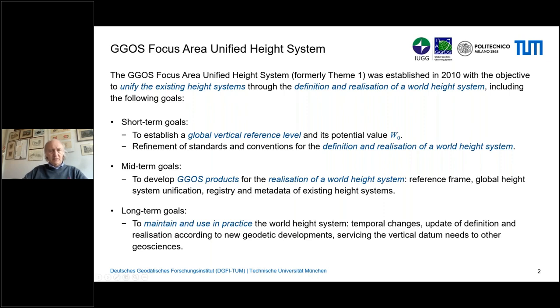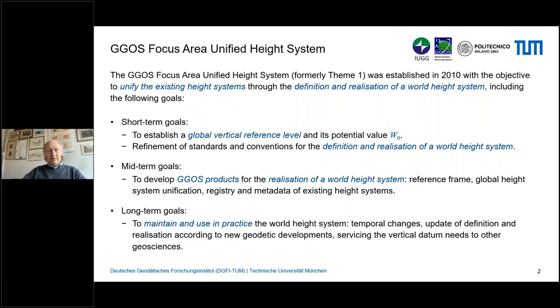So the idea that you had in the beginning is to establish it as a global vertical reference level with respect to a given value of the W potential. This is a basic statement, and also to define the standard for its practical realization. It is the same as ITRF, ITRS. So we have some conventions and basic statements, and then the realization.